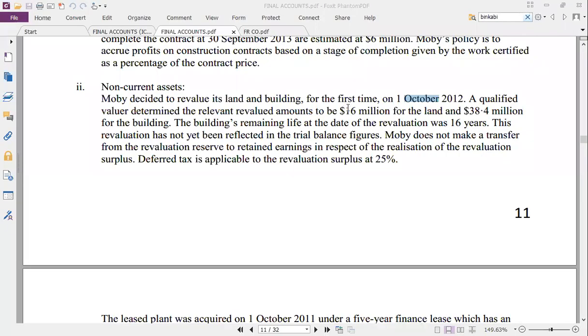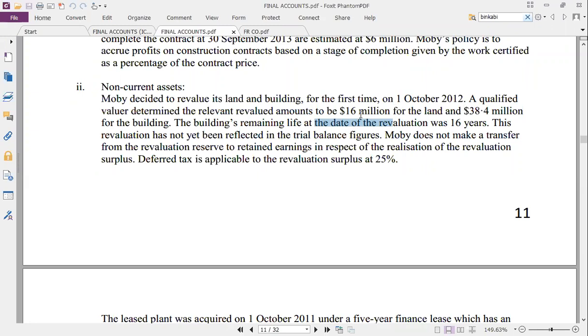What if it is in the middle? Now one half is at the start, half on the revalued amount. So take note. A qualified valuer will determine the relevant value. Okay.